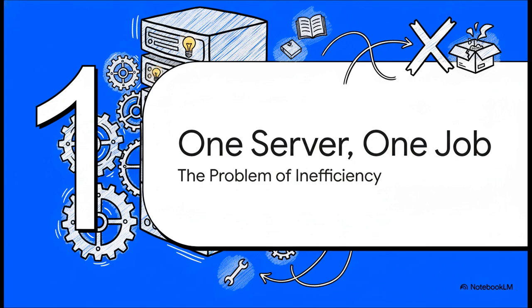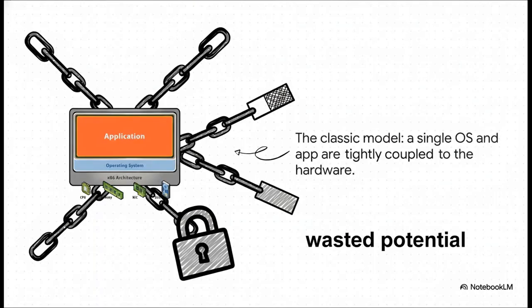But to really get why these ideas are such a big deal, we've got to take a little trip back in time, back to the old way of doing things. It was a simple setup for sure, but man, was it inefficient. So take a look at this. In the old days, everything was welded together. The application, the operating system, and the physical hardware, the actual metal, were one single unit.